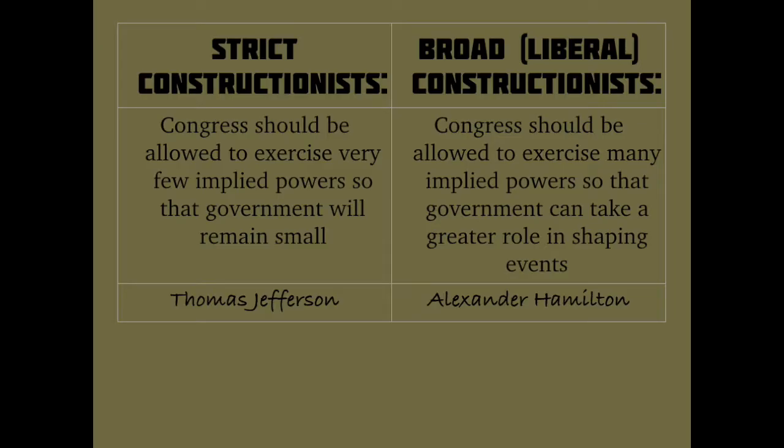Loose constructionists, known as federalists, wanted Congress to have freedom to act vigorously. If something were necessary and proper to the exercise of one of Congress's express powers, they argued, then Congress could do it. Thomas Jefferson and Alexander Hamilton led the opposing sides in the debate over what necessary and proper meant. One of their main issues was the creation of a national bank.